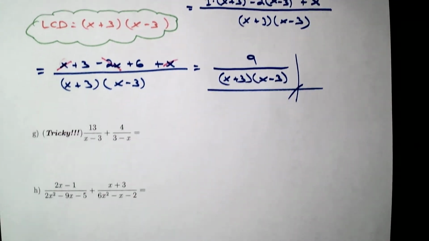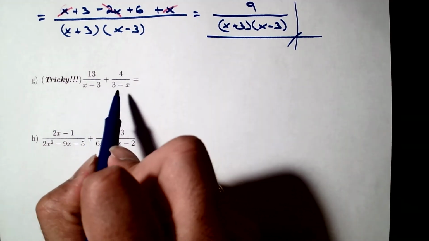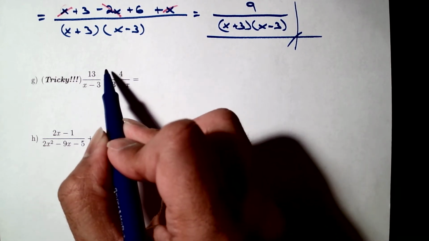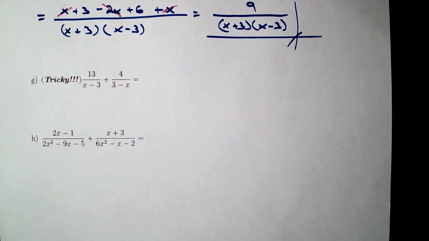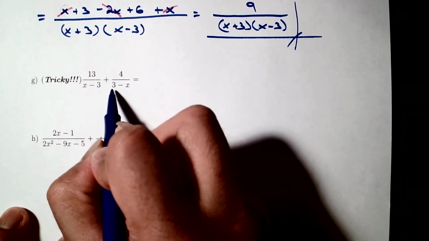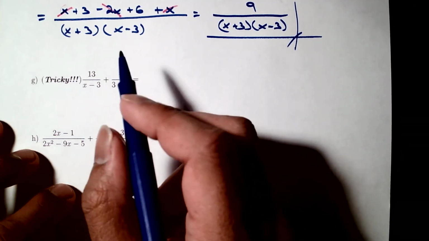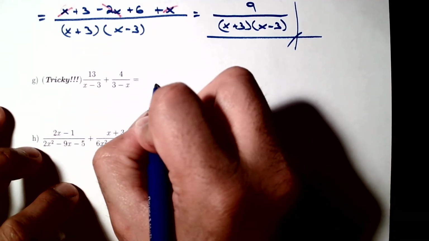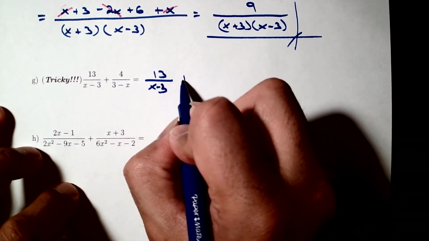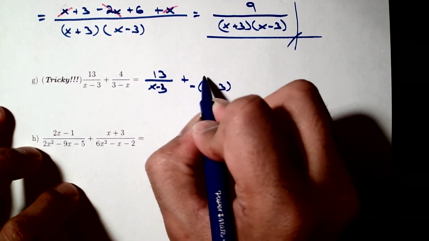Let's do letter G. Letter G could be a little bit tricky, you know? Because if you observe the denominators at first glance, they look different. So do we really need to find an LCD for this one? Well, not in this case, because we have the same A and B, but we have them in different order with the same sign. So in this case, we are going to do something that we already did. So x minus 3, 13 over that, plus x minus 3, provided we factor out a negative.